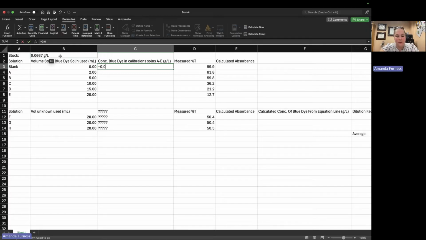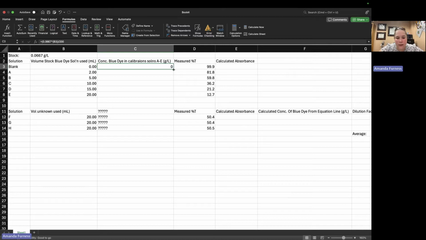0.0667, that's M1, times V1, which is the volume of that sample that I added. So I'll click on this cell. Then M1V1, and put this extra parenthesis in here, divided by V2. When we diluted it, the size of the volumetric flasks we were using was 200 milliliters. So divided by 200, and that will give us the concentration in the individual flasks.